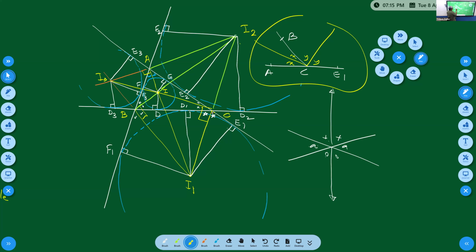ACB is one angle and BCE1 is another angle. They form a linear pair and their corresponding angle bisectors are CI3 and CI1. Therefore, the angle between CI3 and CI1 is 90 degrees. Therefore, I1C is perpendicular to I1I2, and I3C is perpendicular to I1I2.